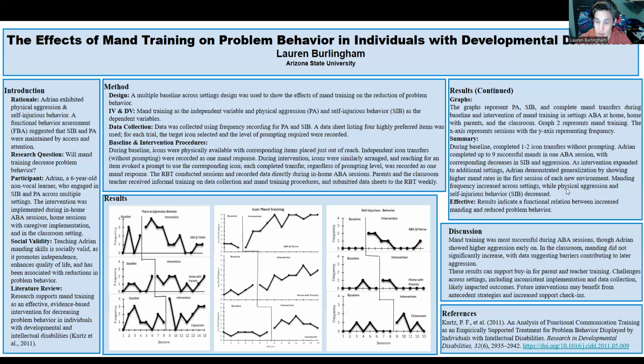So as we get this far in, they'd see, wow, this did work, and maybe they'd have more buy-in and be willing to work through it. Because obviously problem behavior is not fun to deal with all the time. So just getting that second wind in for them. But obviously, challenges across the settings could be that there was inconsistency in implementation and data collection. It's something that happens a lot in those antecedent strategies, and increased check-ins on my part would always be helpful.